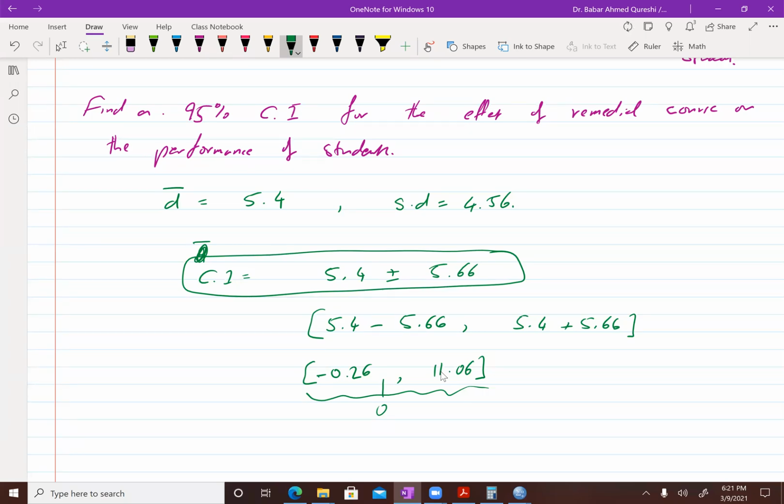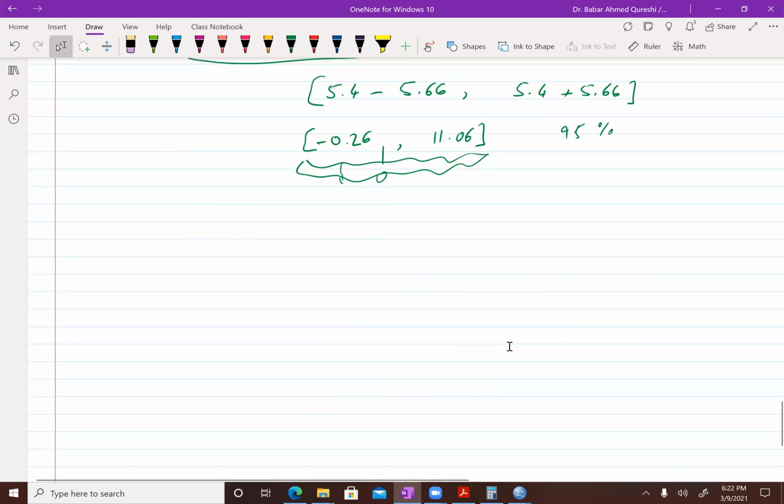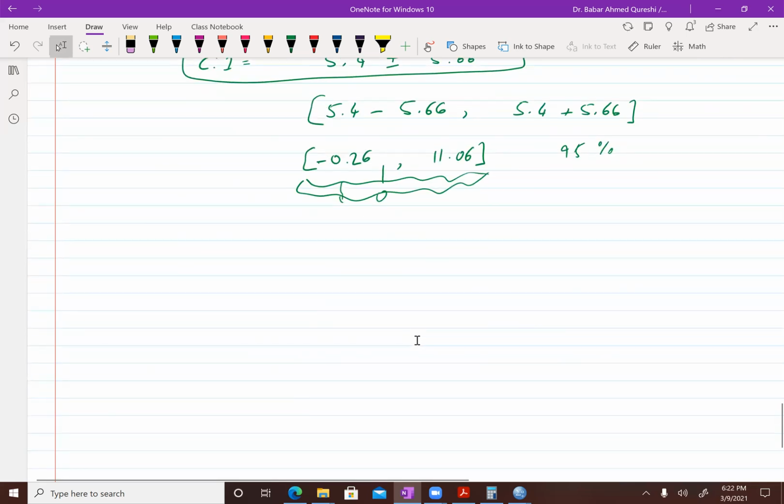What is the average improvement in the students? The average improvement in the students lies anywhere over here, at the 95% confidence level, confidence interval. So it could have a positive effect, or it could have no effect, or it could be slightly worse. But that's all you can conclude based on this. However, let me go to another example, then I can discuss those things.